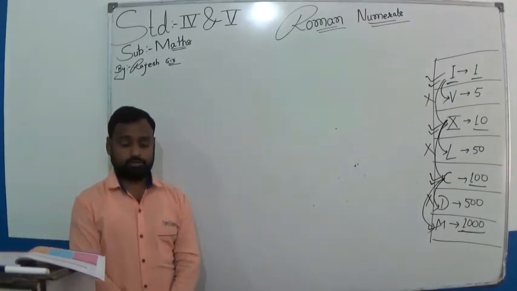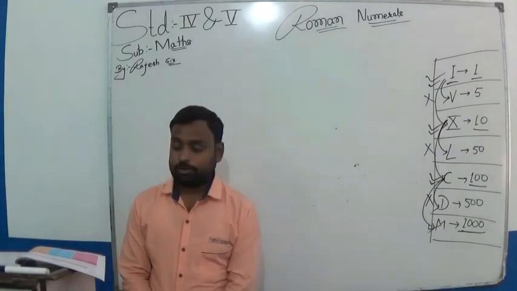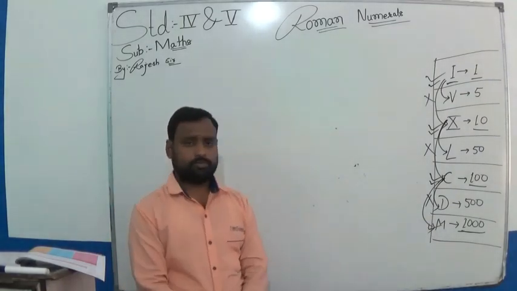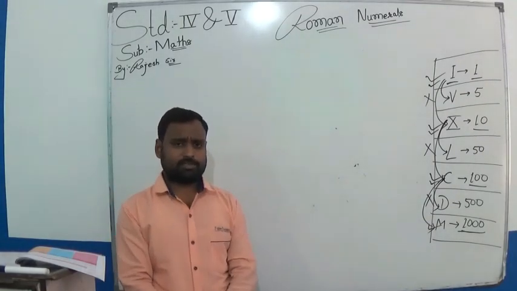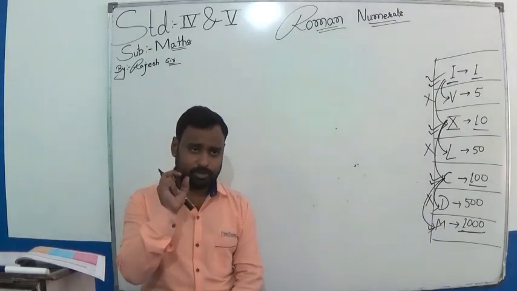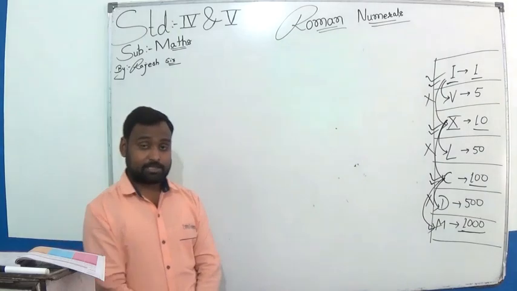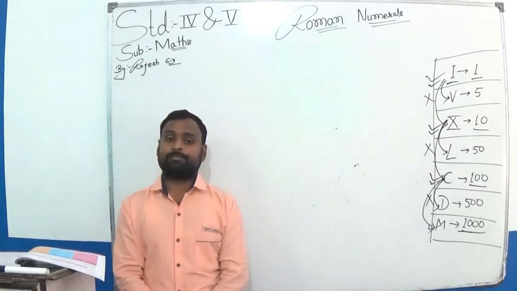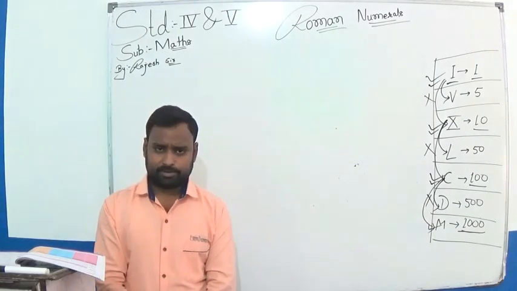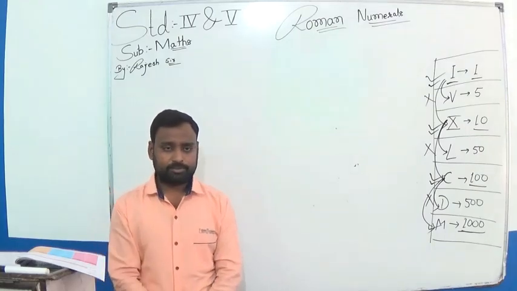For both class 4 and class 5, there is no major difference, only a minor difference. In class 4 you have to practice up to 100, and for class 5 you have to practice up to 500. This is the minor difference.